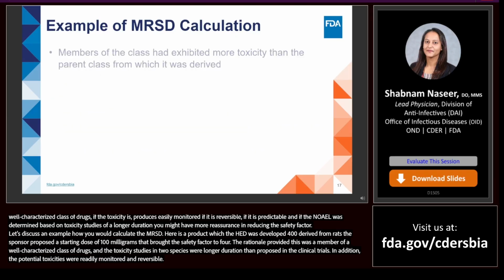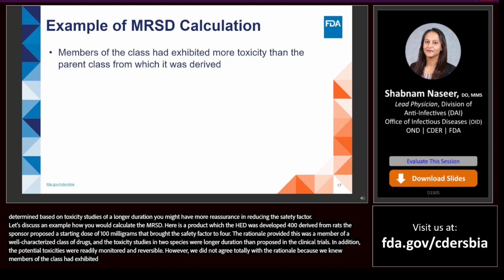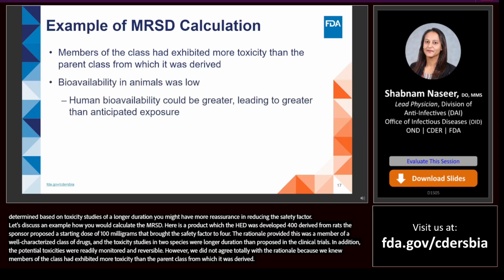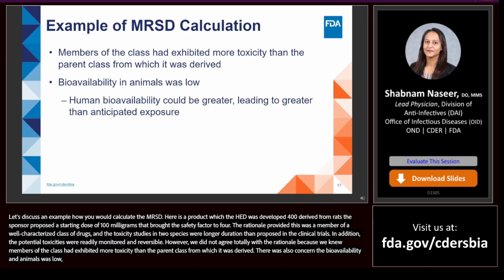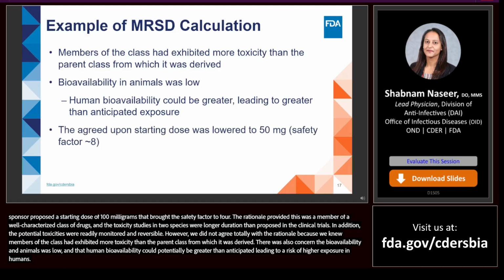However, we actually didn't agree totally with the rationale because we knew that members of the class had exhibited more toxicity than the parent class from which it was derived. And there was also some concern that the bioavailability in animals was low and that human bioavailability could potentially be greater than anticipated, leading to a risk of higher exposure in humans. So we actually agreed upon a starting dose of 50 milligrams, raising the safety factor to 8.